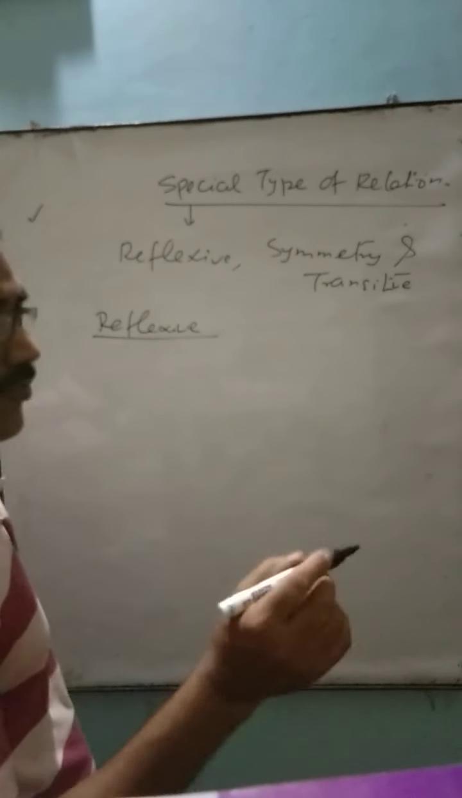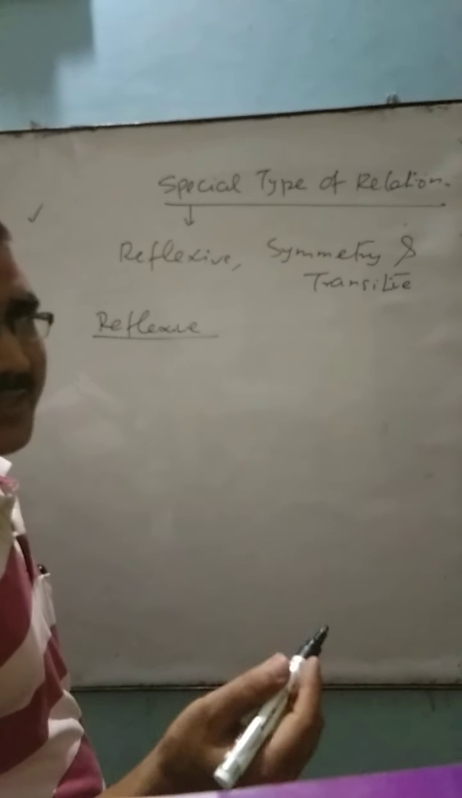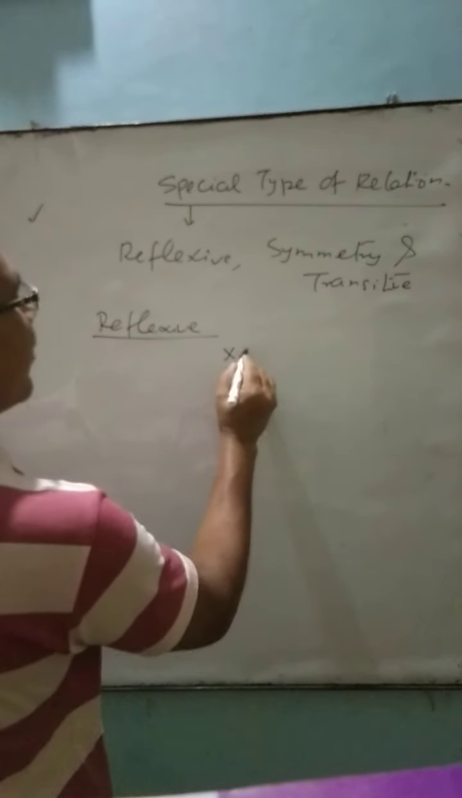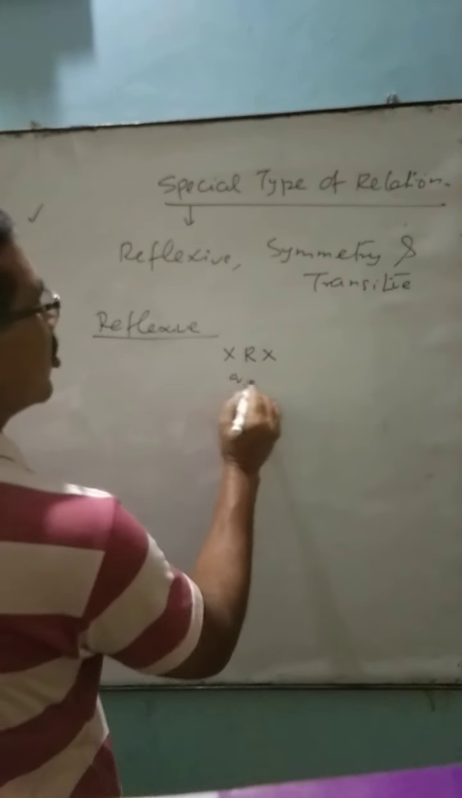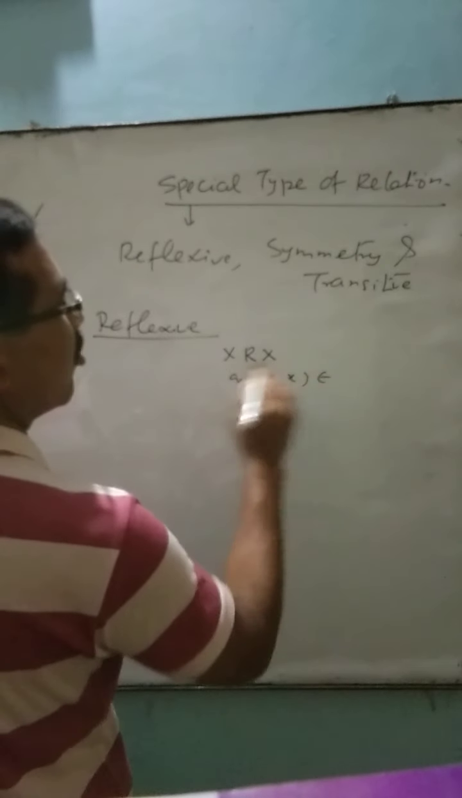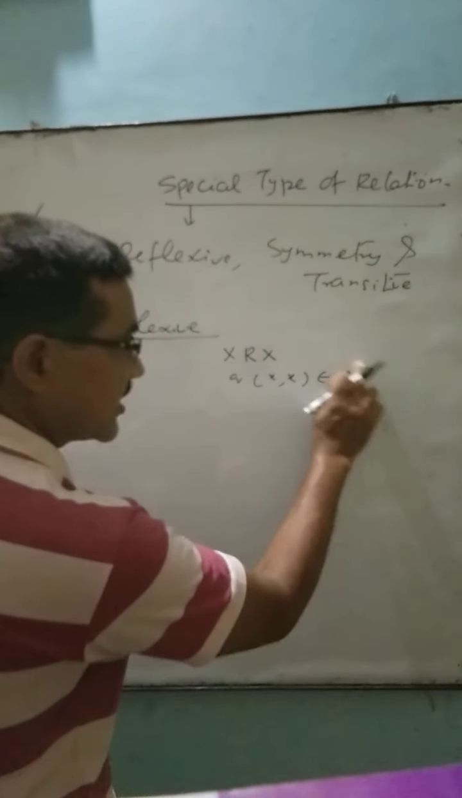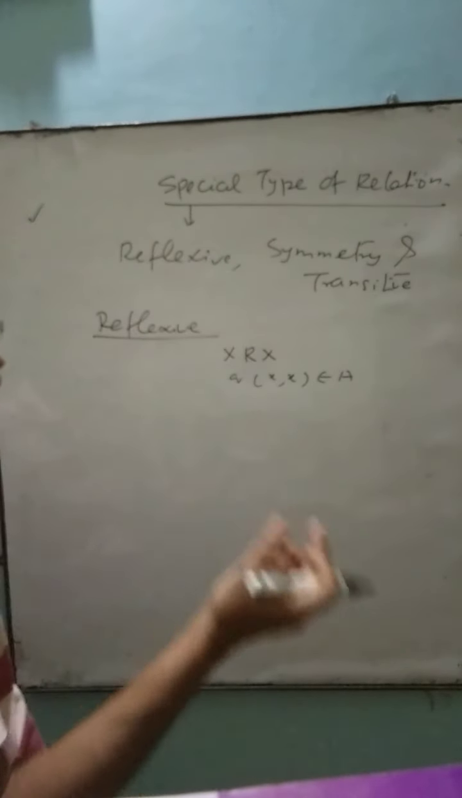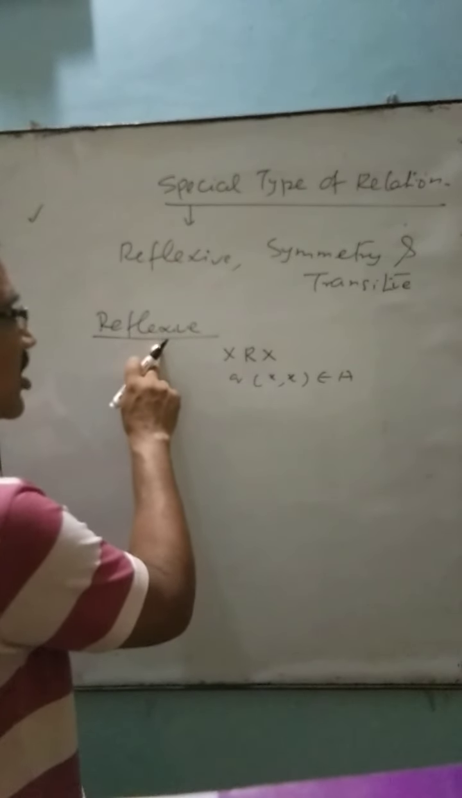What is reflexive relation? In reflexive relation, if any element has its own image, as you have learned in the previous classes, image means image of itself, then it is known as reflexive. For example, if x has the same relation with x, or you can write (x, x) belongs to the given set A, then it is known as reflexive. In other words, for reflexive, if we have the same image of itself, then it comes in this case, that is reflexive.